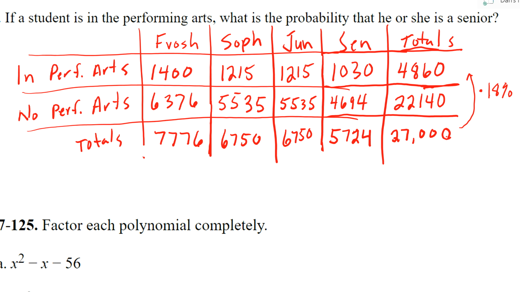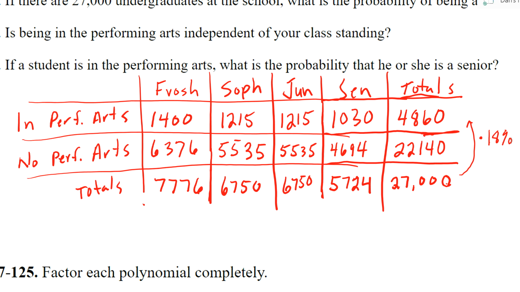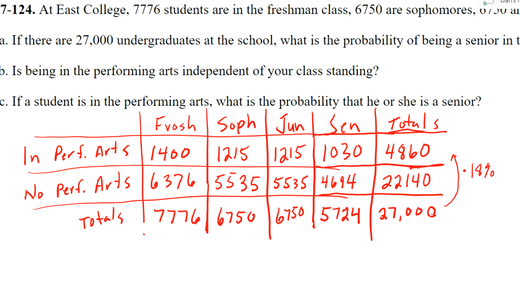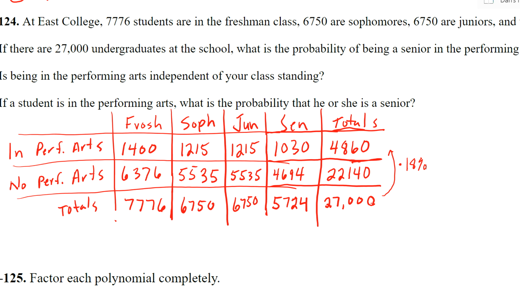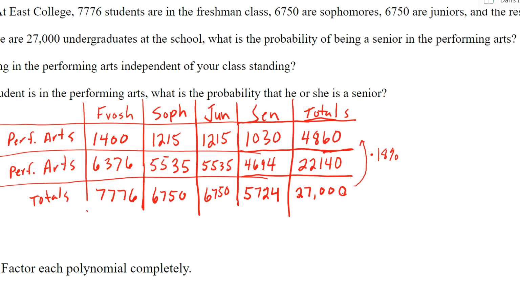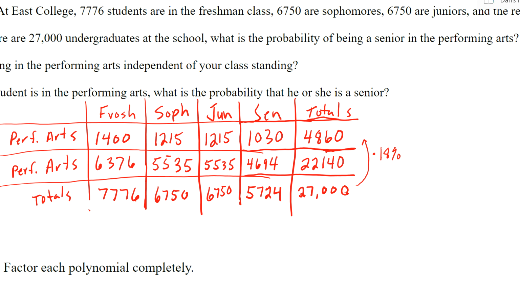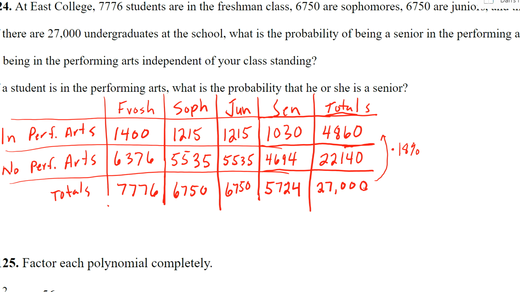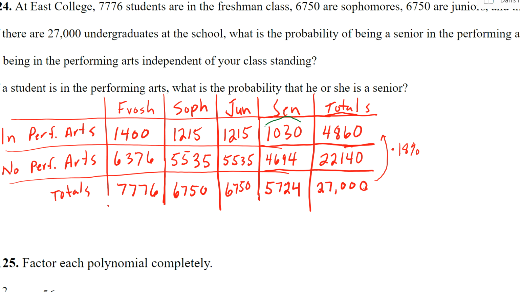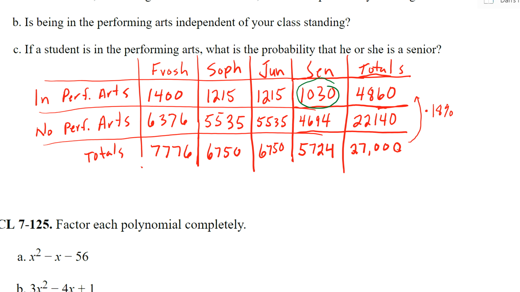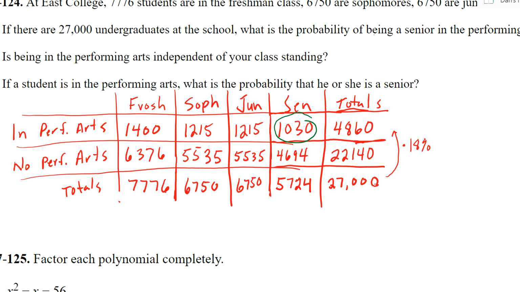Okay, so now we have all that stuff done. Let's actually look at our questions here. A, if there are 27,000 undergraduates at the school, what's the probability of being a senior in the performing arts? Well, here is a senior in performing arts, 1030. It's talking about the whole school, so what do I divide that by? 27,000.